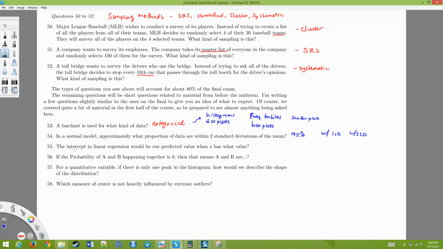The intercept in linear regression would be our predicted value for y when x has what value? 0. Yeah, when x is 0, that is our intercept. So also know the slope. Also know the meaning of correlation. You don't have to worry about all of the computational sides, but you have to know these concepts.